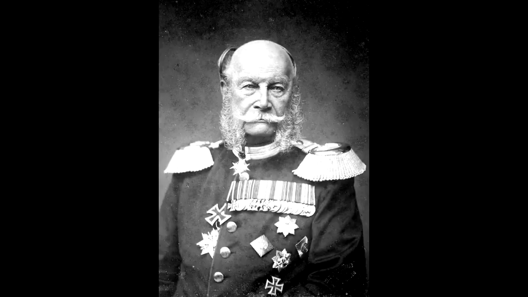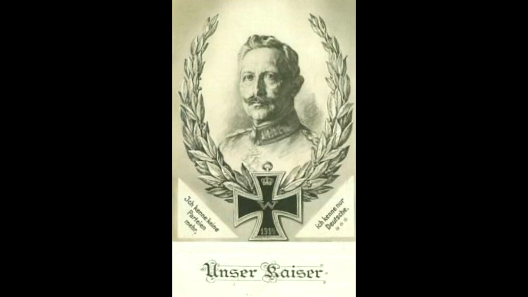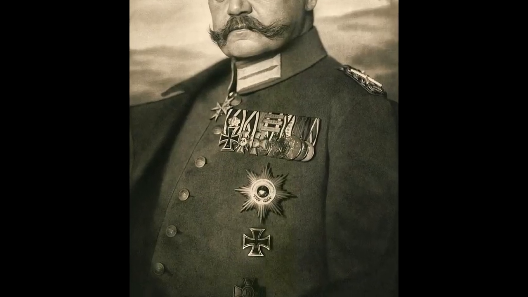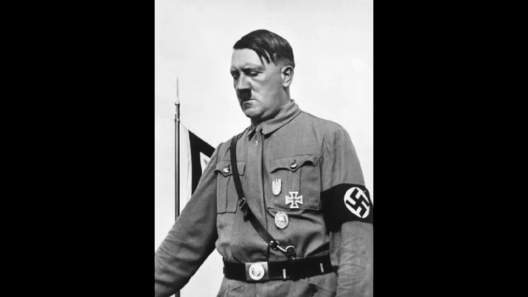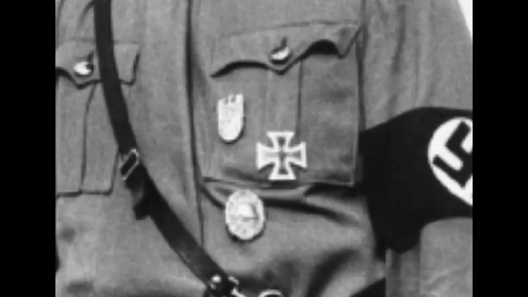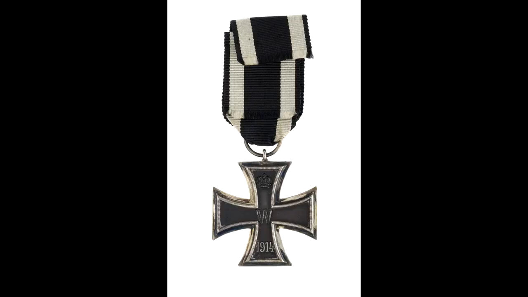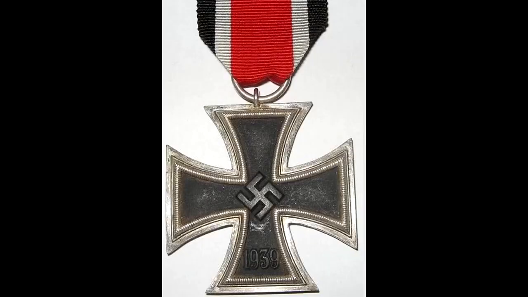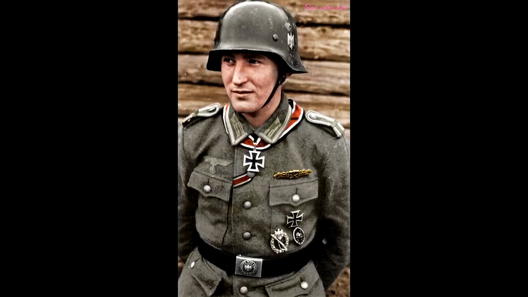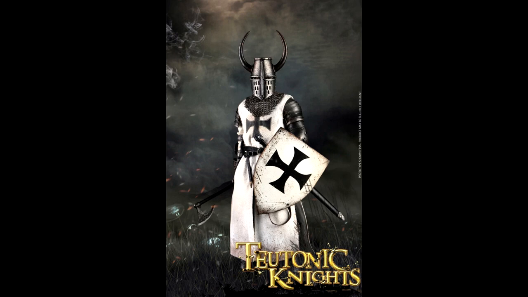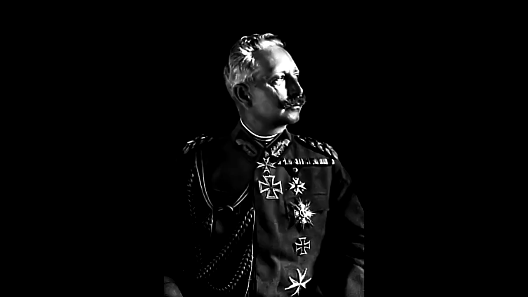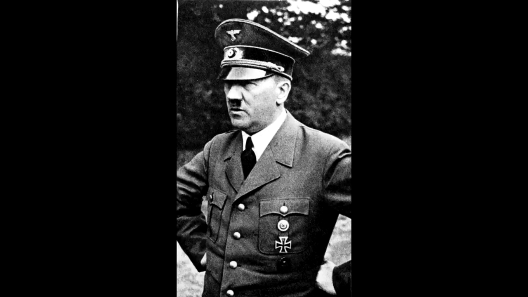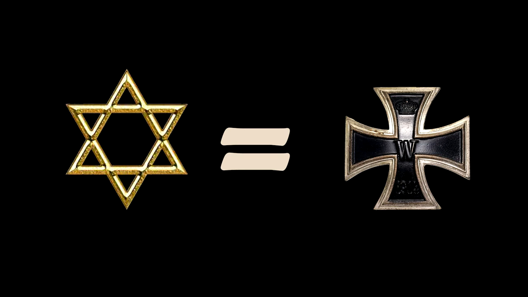Let's have some German history. Bismarck, Wilhelm I, Wilhelm II, von Hindenburg, and of course, Walt Hitler. Iron Cross in World War I, Iron Cross in World War II. And this, of course, is the cross of the Teutonic Knights. Wilhelm I, responsible for World War I, Uncle Walt for World War II. So these two symbols are connected.